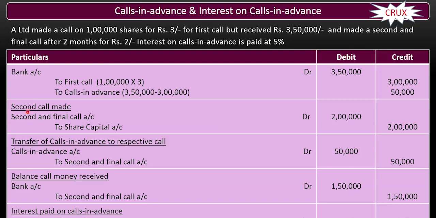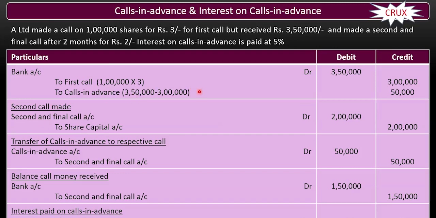Now let us look at the second call. First, we have to pass the due entry. Share second and final call account debit, 1 lakh shares into rupees 2 per share, 2 lakhs, to share capital 2 lakhs. But before we pass the receipt entry, we have to adjust the calls in advance against the second and final call. So let's adjust this.